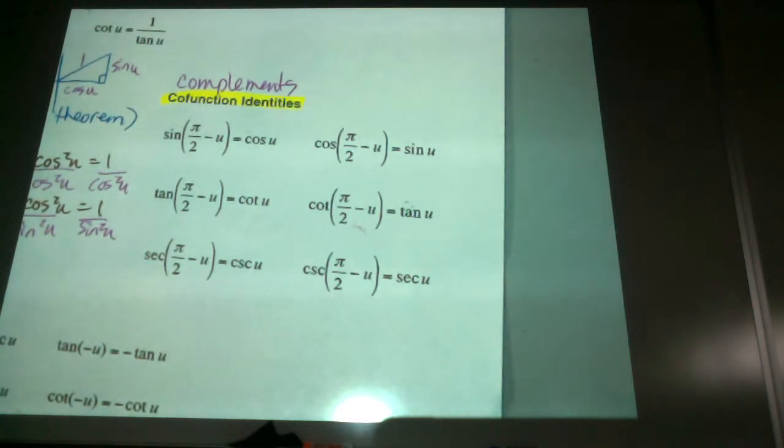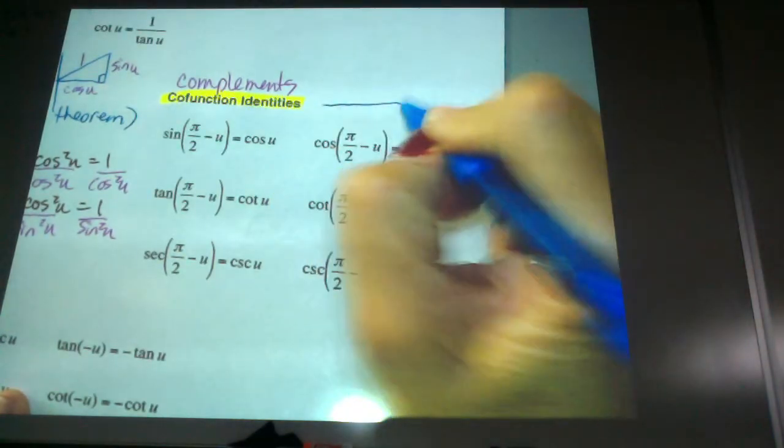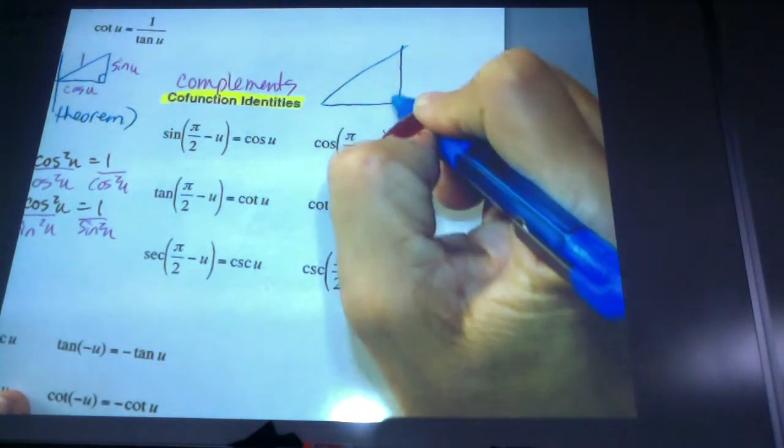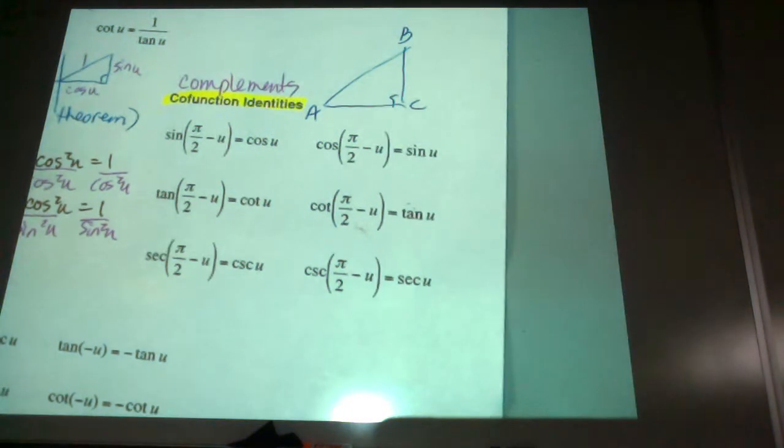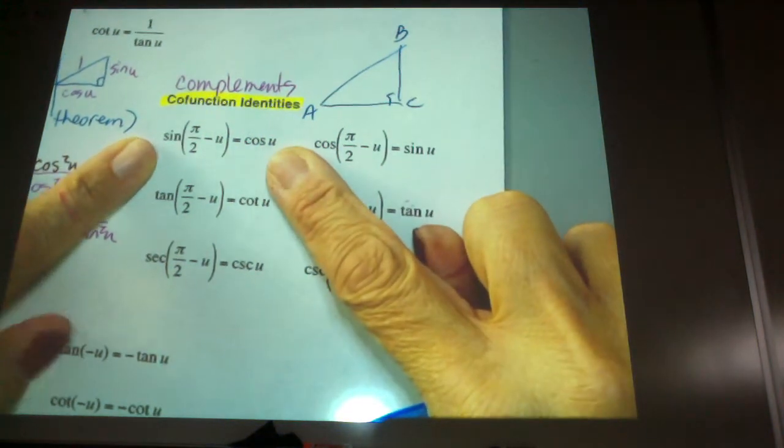Angles that add up to what? 90 degrees. So if you look in just a regular right triangle, we call it A, B, and C. Let's just start with this one down here.